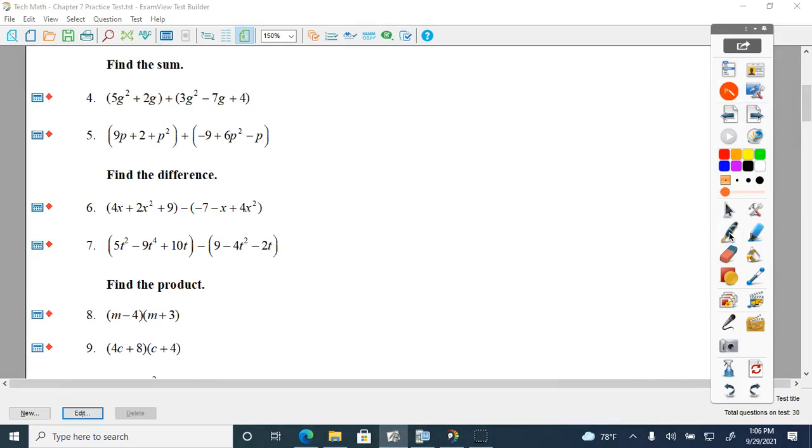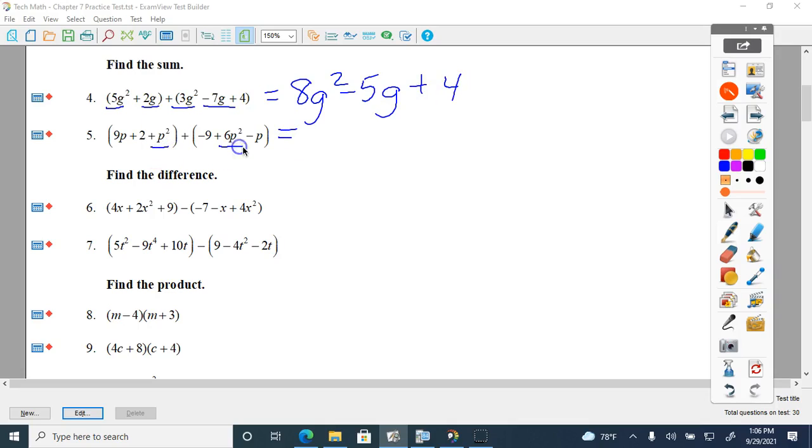our like terms. So 5g squared and 3g squared make 8g squared. 2g and negative 7g make negative 5g. And then 4 is all by itself. You just put plus 4. Same thing for number 5.